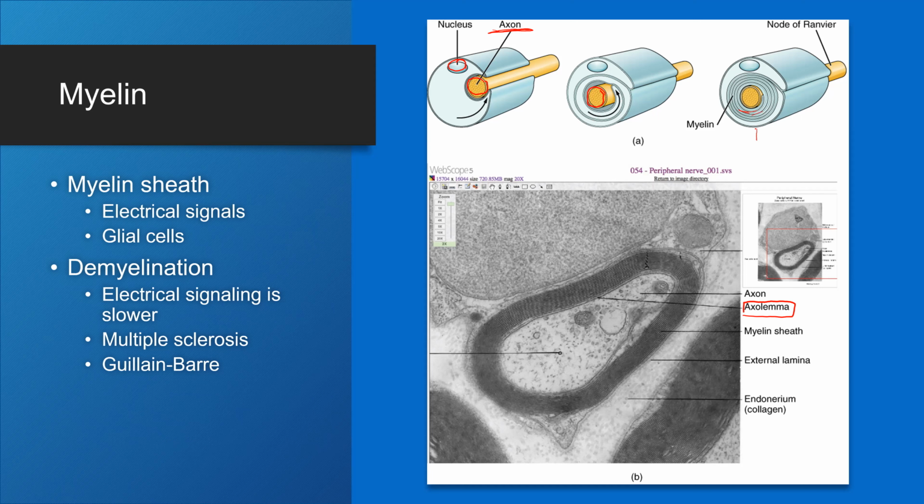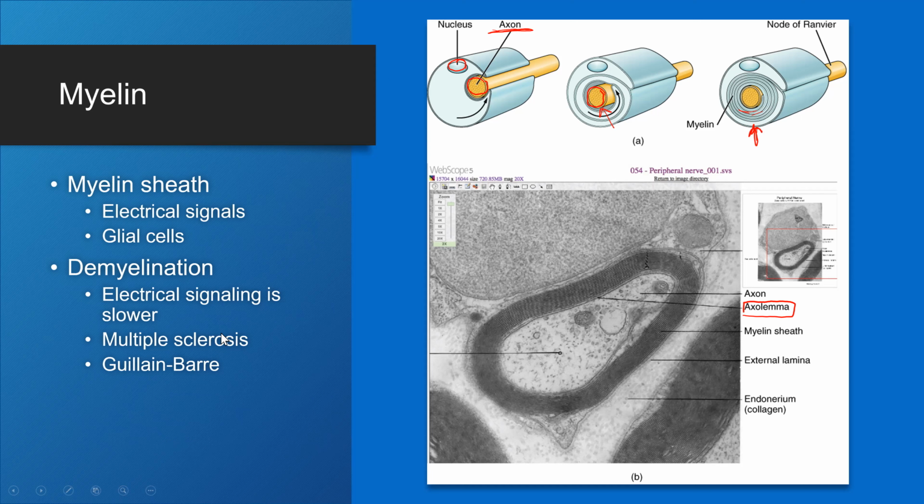And the outer part is called neurilemma, right? And the neurilemma will contain the nucleus of the Schwann cell and most of the cytoplasm. So we have axolemma covering the axon, and we have neurilemma, the more superficial covering of the myelin sheath, right?